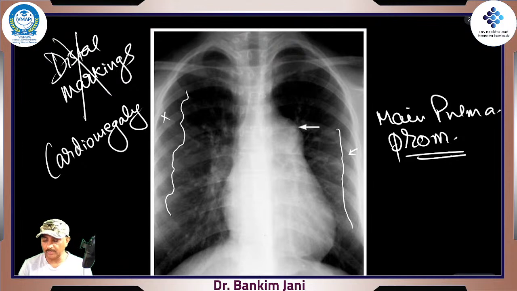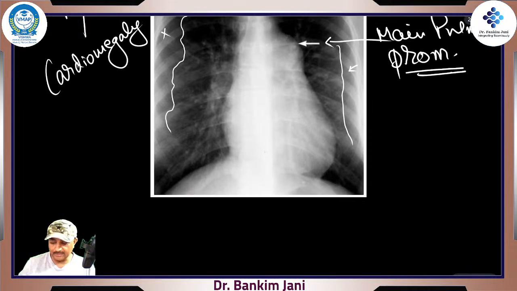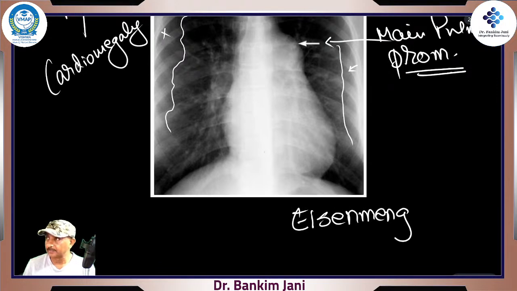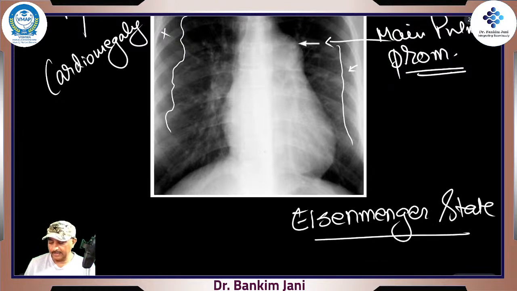The main pulmonary artery is prominent, right? This one, that is prominent. We are watching towards what is Eisenmenger state. This is the Eisenmenger state. As an Eisenmenger state develops, it leads to reversal of the shunt, right? Reversal of the shunt.